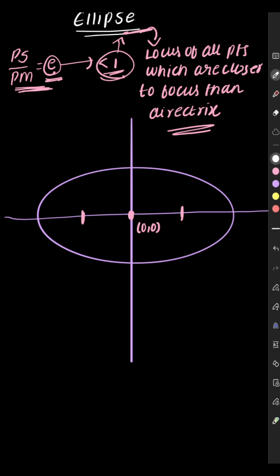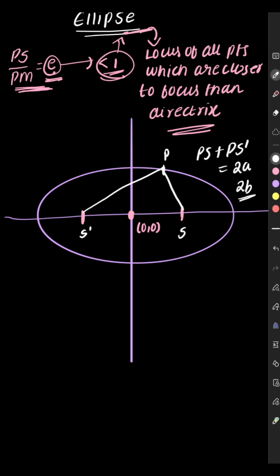So right away we're getting to the first point that I want to talk about. Let's say I assume this point P. This is one focus which is S. This is the other focus which is S dash. Now let's say I calculate PS dash. PS plus PS dash is always going to be constant, and it will either be equal to 2A if you are in a horizontal ellipse or 2B if you are in a vertical ellipse, but we'll talk about that more in detail later.